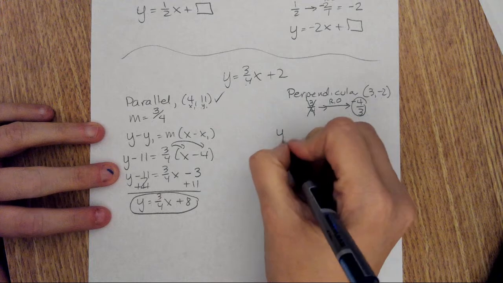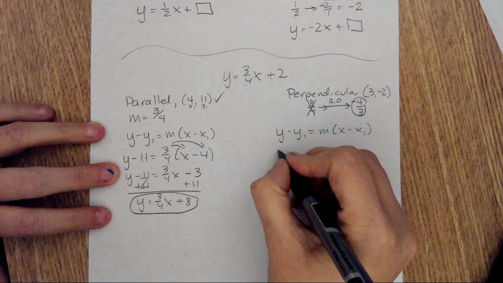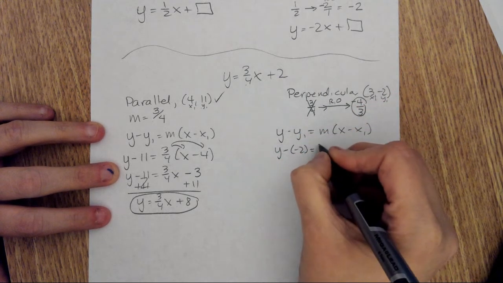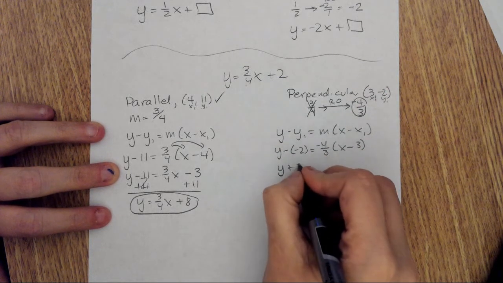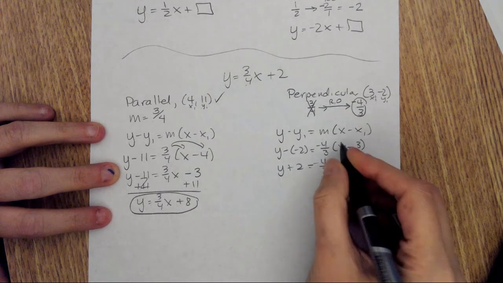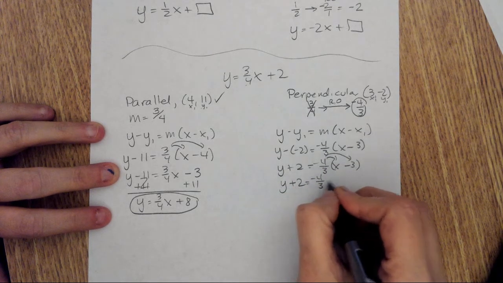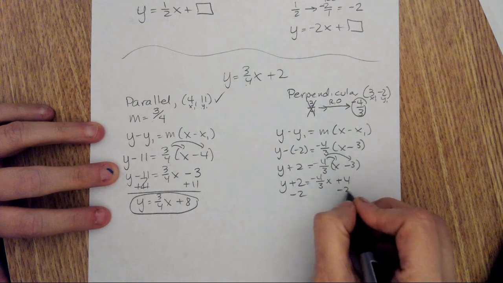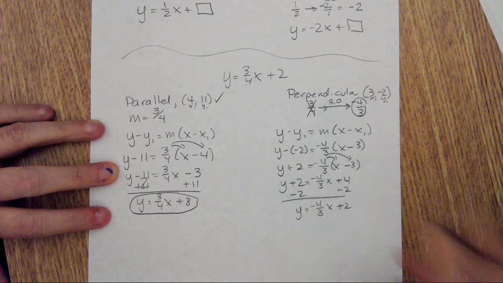I'm going to go back to point-slope form. y minus y1 equals m times (x minus x1). Okay? So y minus -2 equals -4/3 (x minus 3). Let's clean this up. y plus 2 equals -4/3 (x minus 3). Let's distribute this. y plus 2 equals negative 4/3 x plus 4. I'm going to subtract 2 from both sides, and I get y equals negative 4/3 x plus 2.